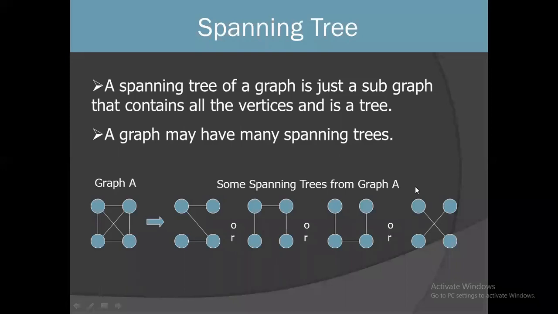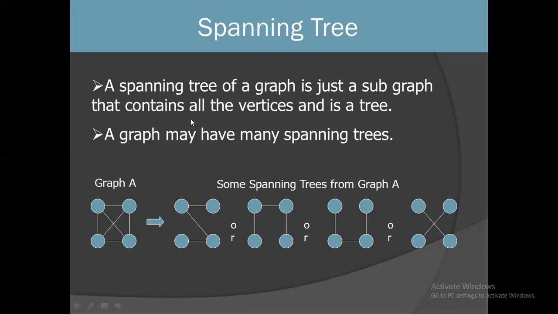Now, spanning tree. A spanning tree of a graph is just a subgraph that contains all the vertices and is a tree. Mainly, a spanning tree is a subgraph which does not contain any loops. In a graph, all the vertices are interconnected in a closed loop. Mainly in a spanning tree, all the vertices are connected without forming a loop.